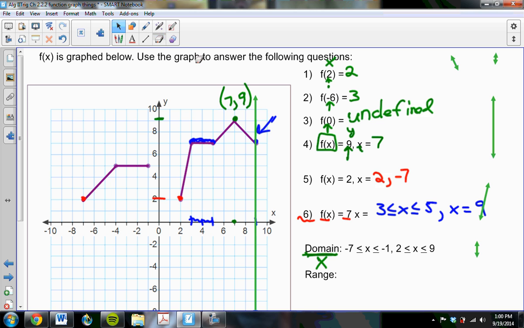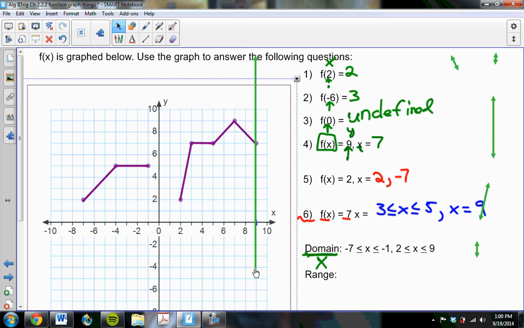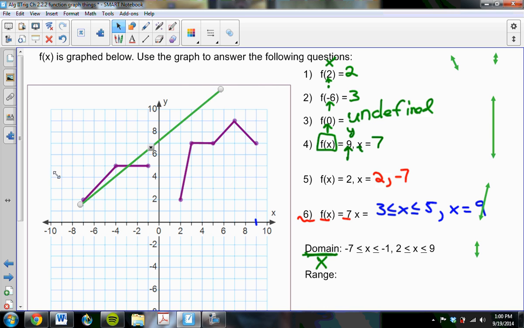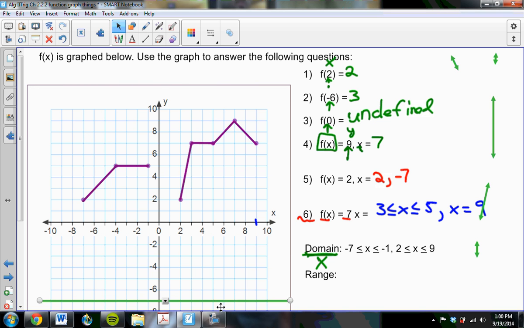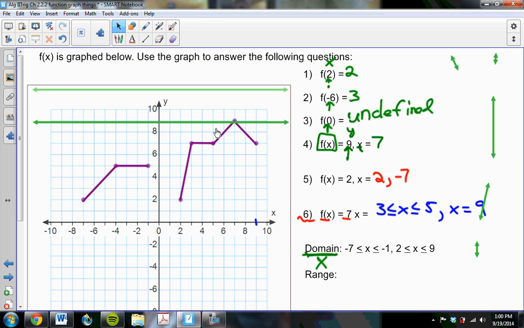Range is the same thing, only it's the y values. I'm going to clean this up a little bit. Range means y values instead of x values. So if I take my scanner line and make it go horizontal instead of vertical, and start at the bottom. I'm not hitting -6, -5, -4, -3, -2. I start hitting it all the way up here at 2. This is a y value that goes from 2, hitting up till 9, from 2 to 9.